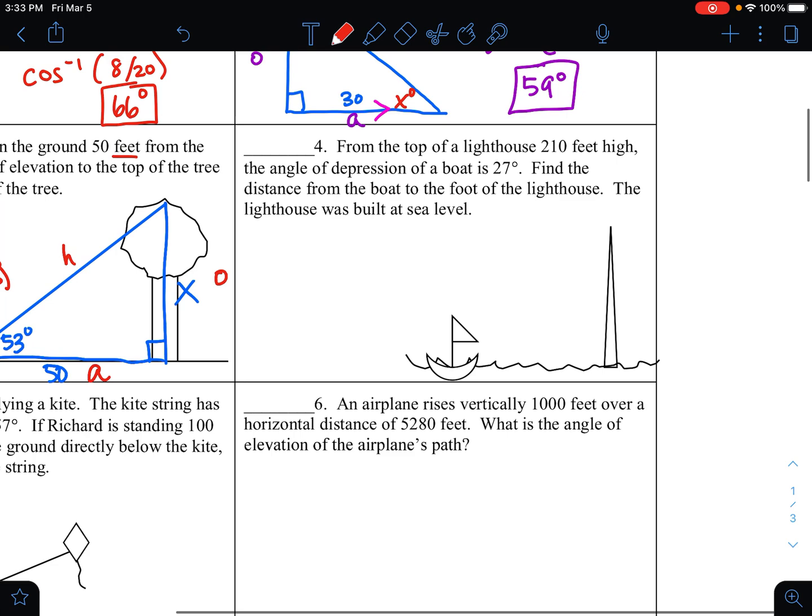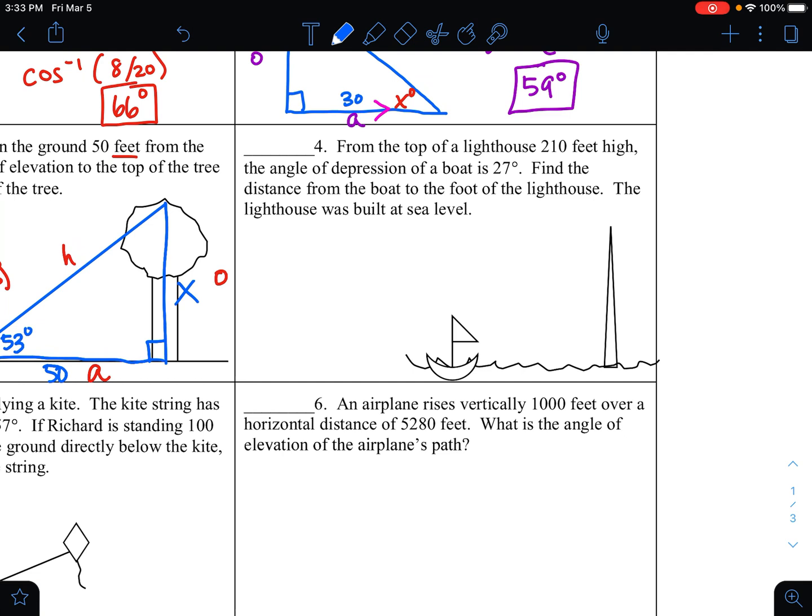Okay, let's look at one more together. Number 4. From the top of a lighthouse, 210 feet high, the angle of depression of a boat is 27 degrees. Find the distance from the boat to the foot of the lighthouse. And the lighthouse was built at sea level.